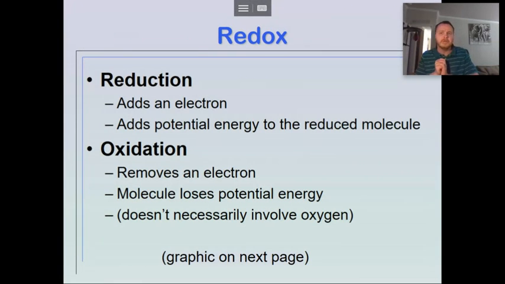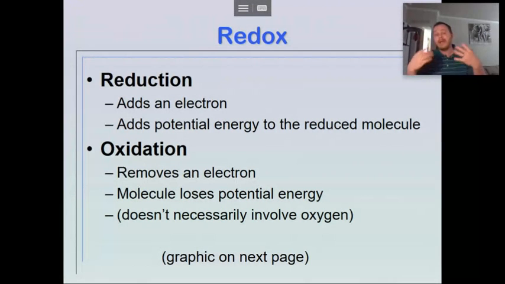So chapter 7 here, we're talking about how do we turn glucose into energy? How do we harvest the energy within glucose? Well, ATP allows us to move that energy around once it's been harvested. But in 7, we're going to talk about what are the processes we use to harvest the energy. They are a combination of reduction and oxidation reactions, or redox reactions.